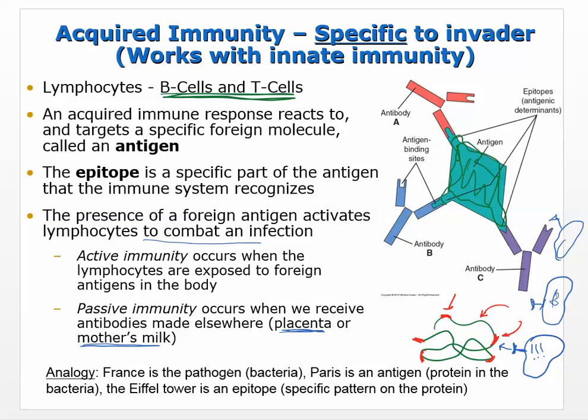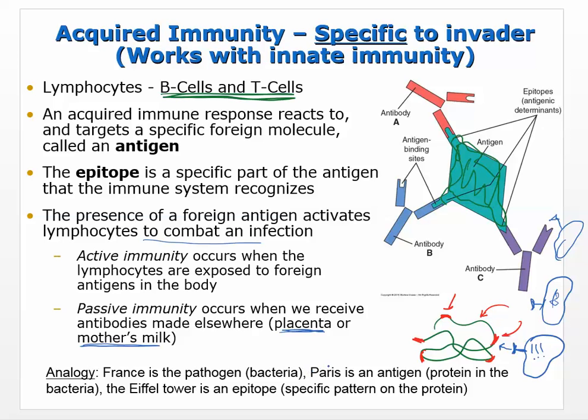So France would be the pathogen, which would be like a bacteria. Paris would be like the protein that the bacteria is harboring. So that's the antigen, like the protein that's in the bacteria. And then the Eiffel Tower would be an epitope on that particular protein. Okay, so we're at war with France. How do we recognize France?